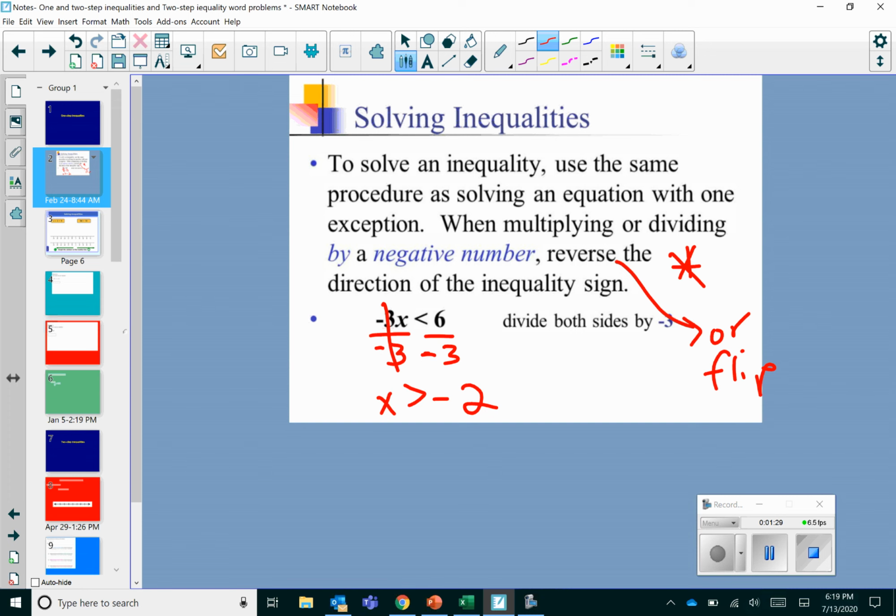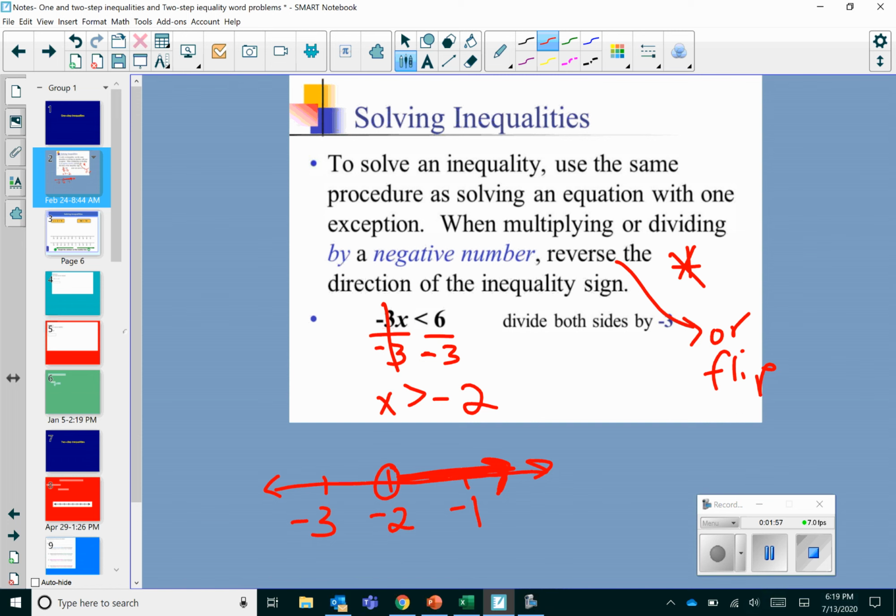Now, we've already talked about graphs, so if I were to graph this, let's put negative 2 in the center, which means negative 1 would go to the right of it, and negative 3 would go to the left. It's going to be an open circle, and because x is greater, we would draw our arrow to the right. So now, what that means is if I take any number to the right of negative 2 and plug this in, it will work. So for example, let's say I plug in negative 1.